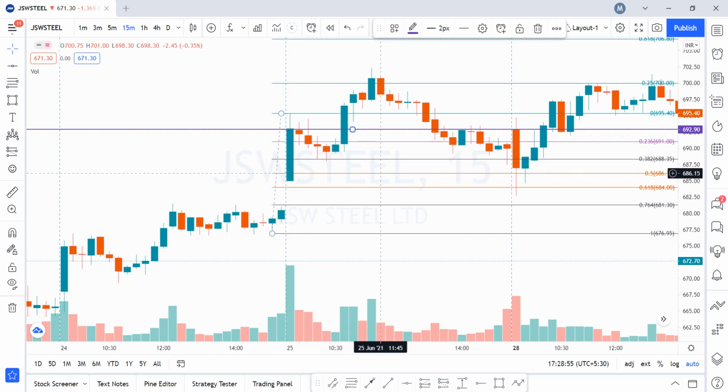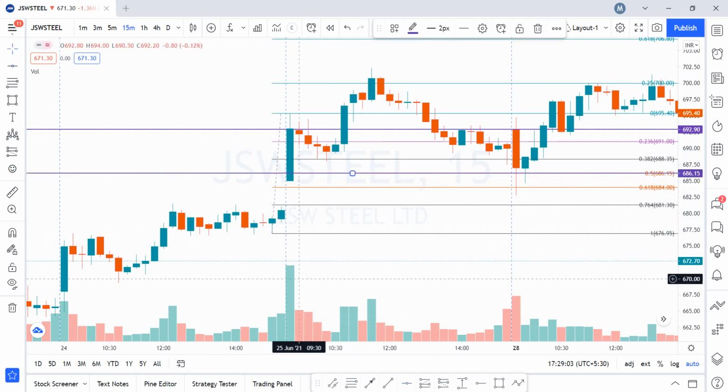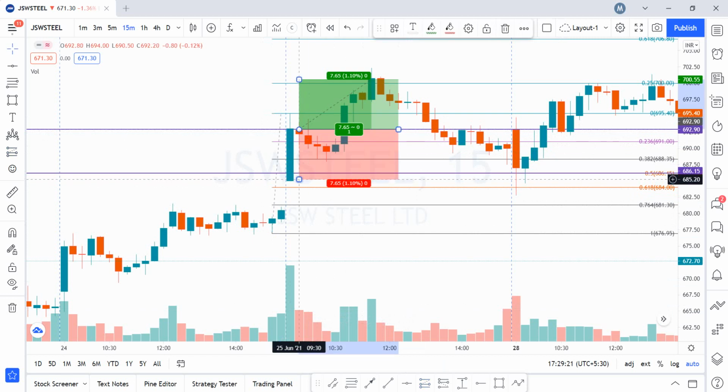And then 50% of your Fibonacci retracement is going to be your stop loss. So you will exit the trade if the price hits below this 686. 693 to 686 is about 7 rupees on a 690 rupees stock. It makes it about 1% of the stock's price as your stop loss. Fine. And let's go for a long position over here with a stop loss just below this.